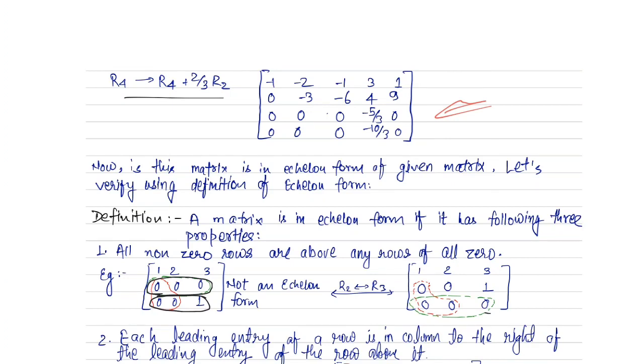So let's mark the leading entries. Here the leading entry is this, in the second row the leading entry is this, in the third row the leading entry is this, and in the fourth row the leading entry is this. First row leading entry is here, second row it is to the right, third row leading entry is to the right, but in the fourth row we can see it is just below this. So this condition is not satisfied. So we'll try to satisfy this condition.